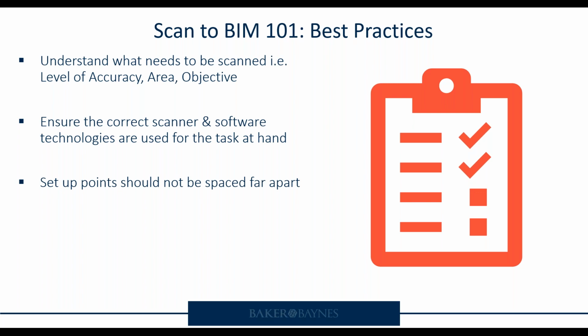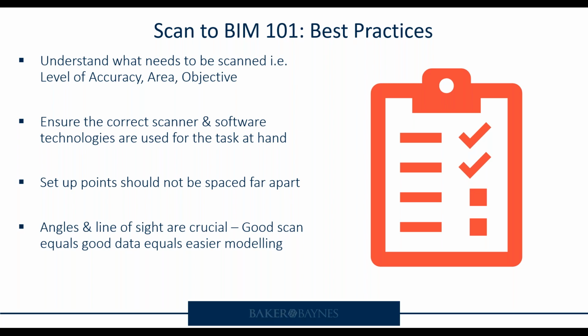Setup points should not be spaced far apart. So how you would actually capture a building is you would take the scanner and place it at critical positions to capture your reality. But sometimes what I've seen from users is they put it too far apart. Now, when it comes to the accuracy, an overlap is really, really critical. So if they are too far apart, that overlap kind of gets misconstrued. It could lead to manual registration, which is something you really want to avoid as best as you can. But if you do it in the correct manner, you wouldn't even need to look at manual registration.